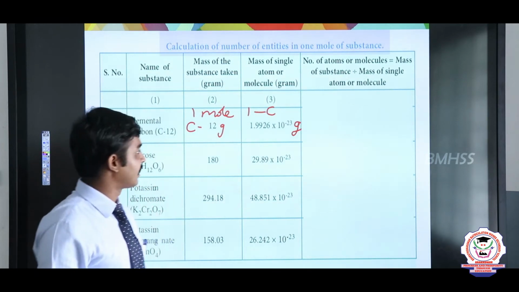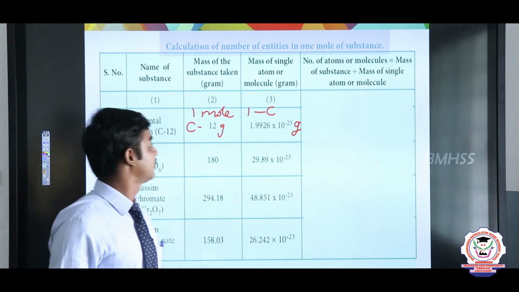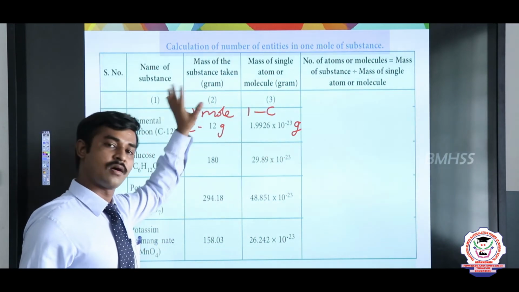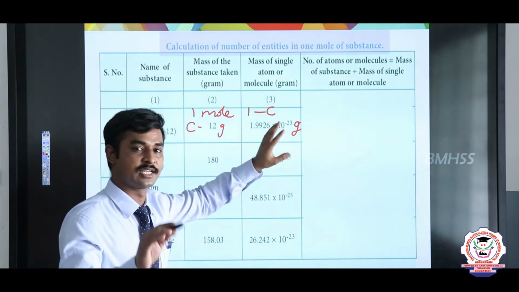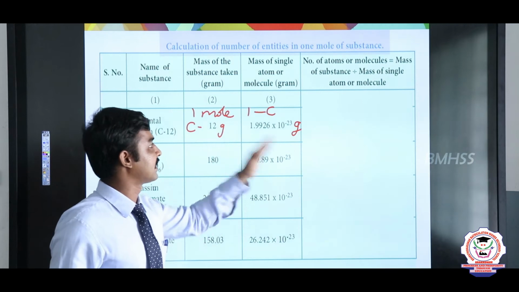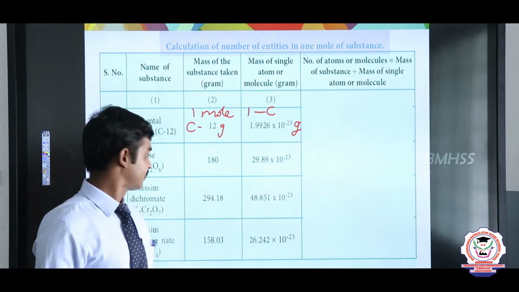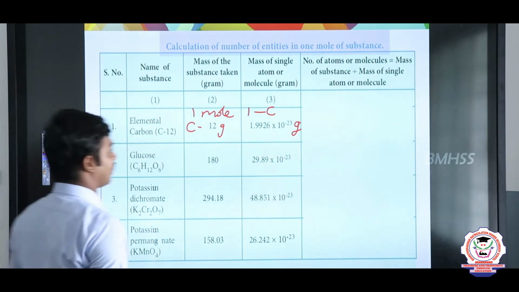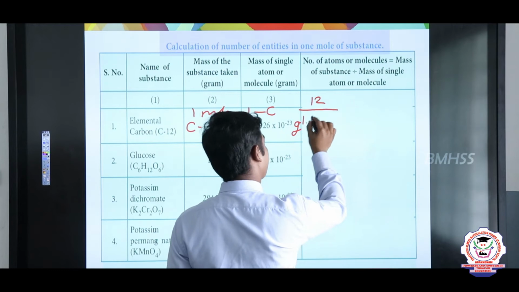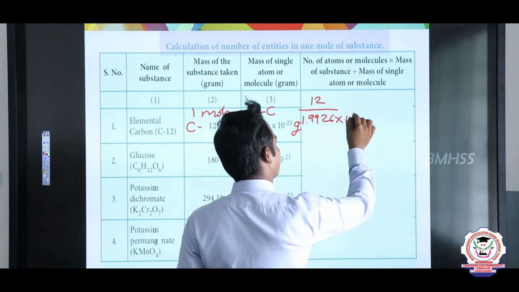So, now the way to calculate the number of particles present in this is by dividing these numbers. It is the mass of all the particles, and the mass of a single particle. When we divide all the particle mass by the single particle mass, we can get the number of particles present in this 1 mole. I find the answer when we divide 12 by 1.9926 into 10 to the power of minus 23.